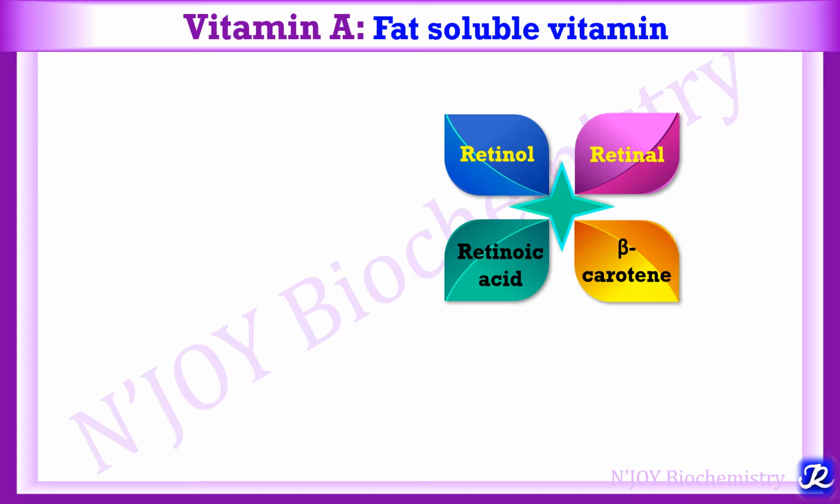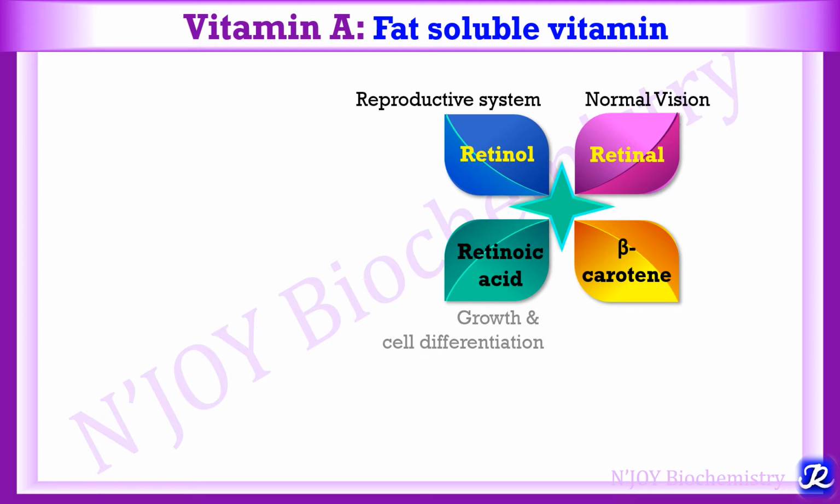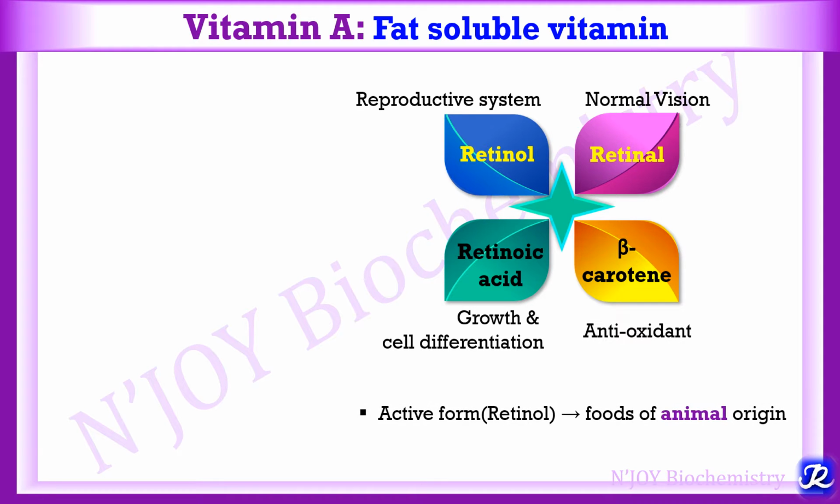And the carotenoids. There are various carotenoids like alpha carotene, beta carotene and gamma carotene, out of which beta carotene is most commonly found in the plant foods. So these four forms, retinol, retinal, retinoic acid and beta carotene, are forms of vitamin A. The alcohol form retinol has a role in the reproductive system, while retinal plays a role in normal vision. Retinoic acid has a role in growth and cell differentiation, while beta carotene acts as an antioxidant.